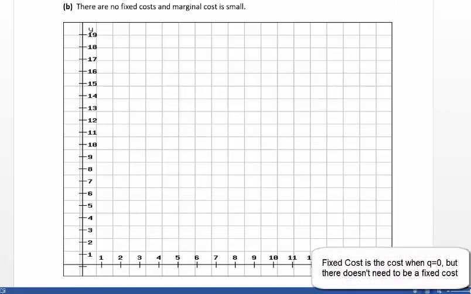So for scenario B, there are no fixed costs and marginal cost is small. So if we have no fixed costs, that means that our B-intercept is 0. So we're starting down here at 0, 0, right? Because we have no fixed costs, so we will intersect at 0. If marginal cost is small, remember marginal is talking about the slope of this line, M. So our slope being small means that we're going to have something that doesn't go up very quickly. We're going to stay pretty low.